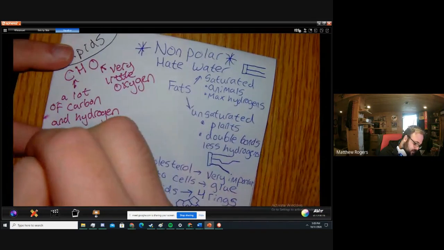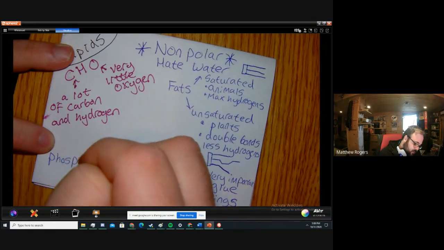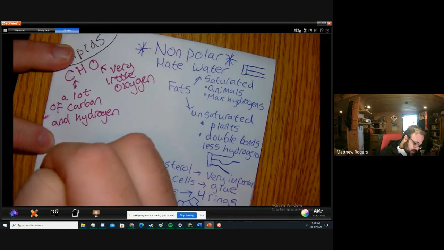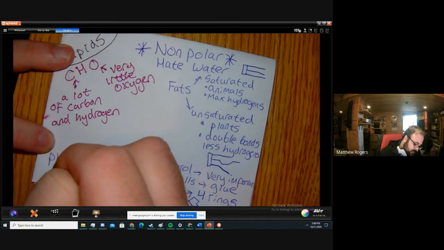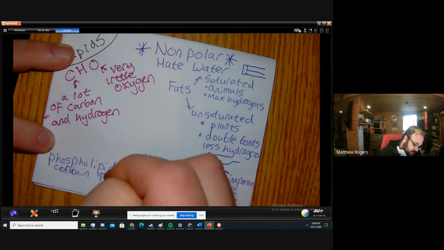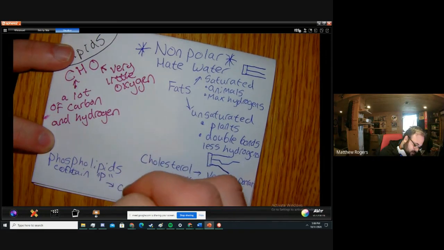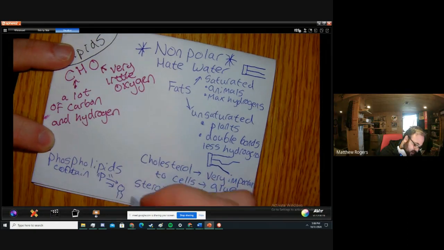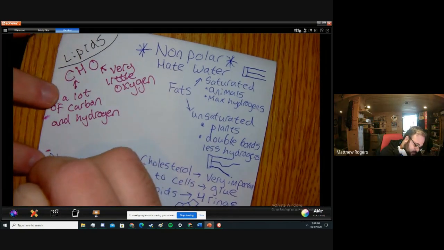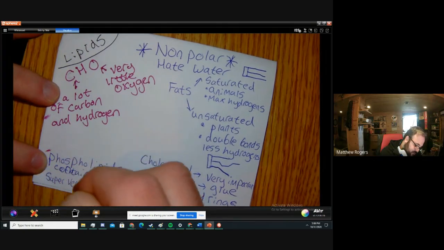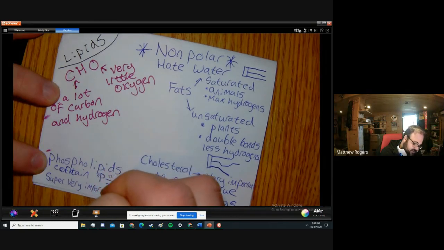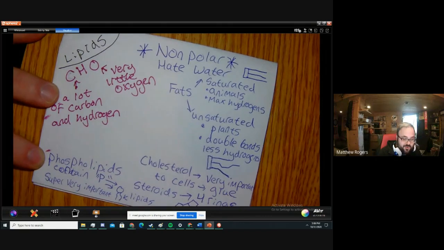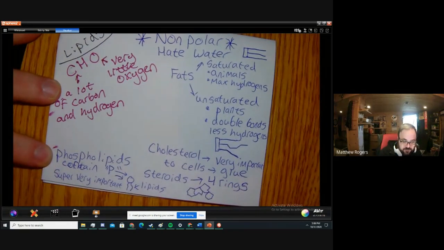Oh, we need to put phospholipids. Now, phospholipids contain phosphorus. Sorry, I spelled contain wrong. And they look like a little jellyfish. They look like this. And the head here is the phosphate, and the tails are the lipids. And these guys are used in cells as well. I'm going to put super, very important for cells. If cholesterol is very important, phospholipids are super, very important, because cholesterol is gluing these jellyfish together. So there's no need for glue if you don't have the things that they need to be glued together.